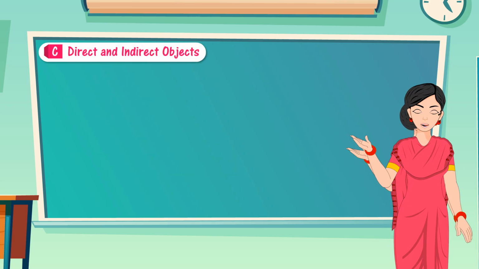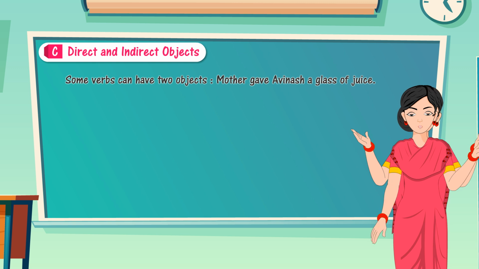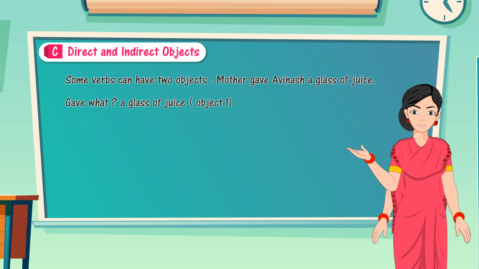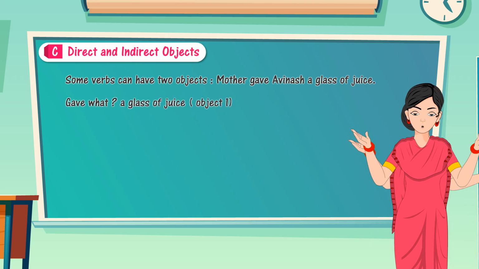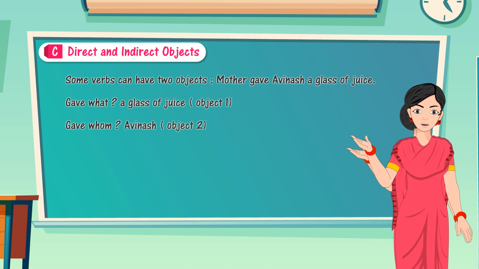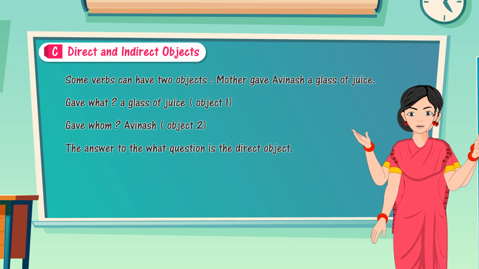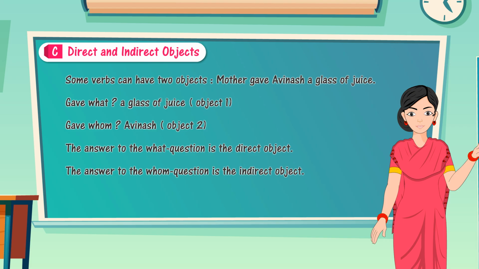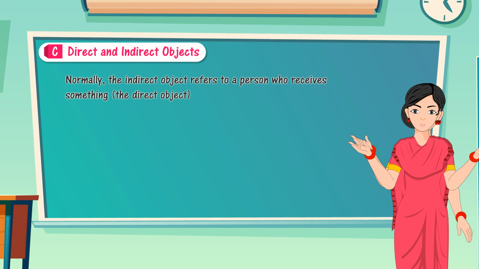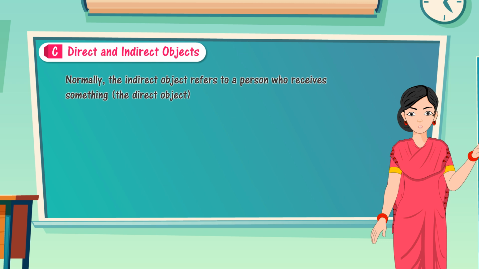C. Direct and indirect objects. Some verbs can have two objects. Mother gave Avinash a glass of juice. Gave what? A glass of juice. Object 1. Gave whom? Avinash. Object 2. The answer to the what question is the direct object. The answer to the whom question is the indirect object. Normally, the indirect object refers to a person who receives something, the direct object.